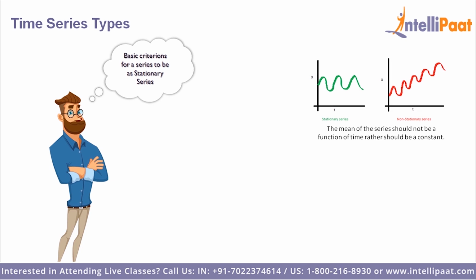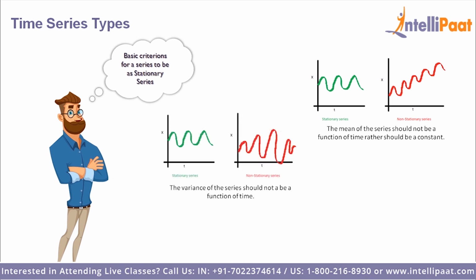So here the green colored graph satisfies the condition, whereas the graph in red has a time dependent mean. Then the variance of the series should also not be a function of time. This property is known as homoscedasticity. So over here you can notice the varying spread of distribution in the right hand graph.